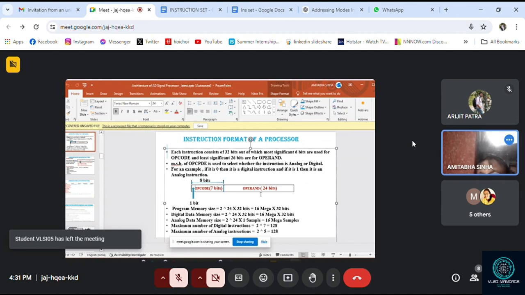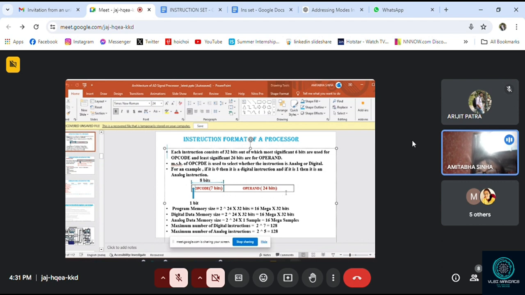Instructions will also be stored in the memory, so that is also 32 bits. Is that okay? Now, out of this 32 bits, 8 bits are kept for opcode and 24 bits are for operand address. Operand address means memory address.